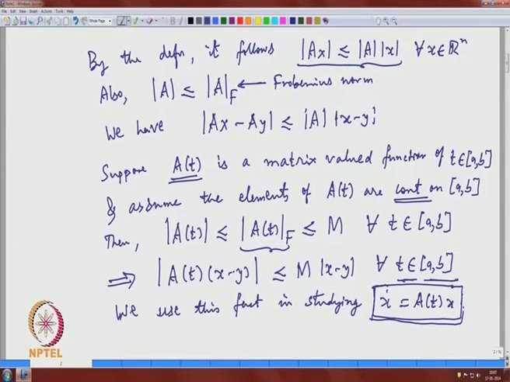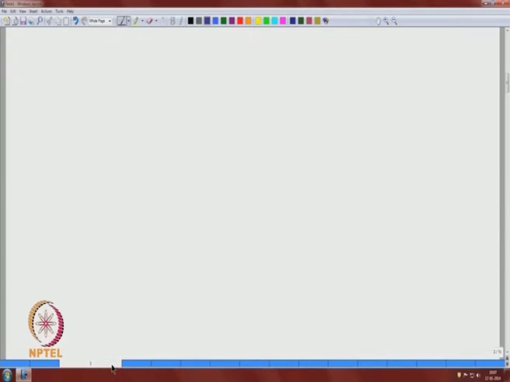Okay. So, with this little remark, let us again go back to linear algebra, more linear algebra. As I said yesterday, this is not a course on linear algebra. So, I am just recalling certain facts that are used in our study of differential equations.